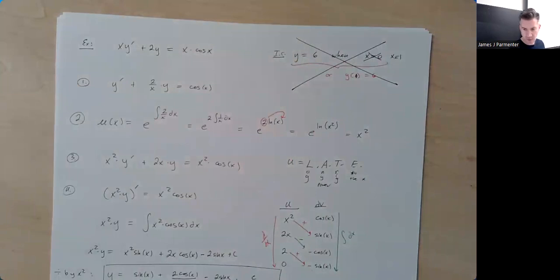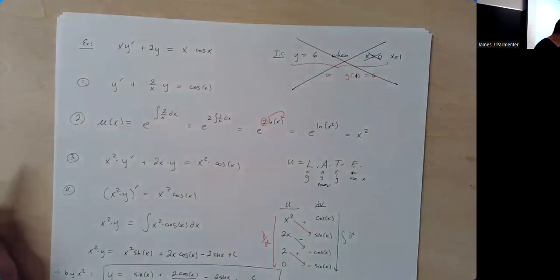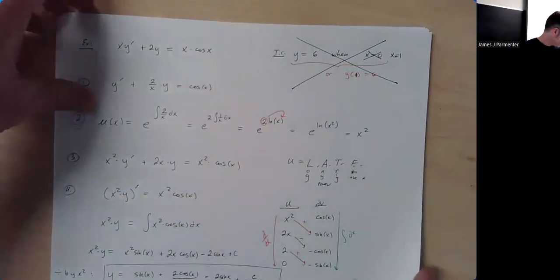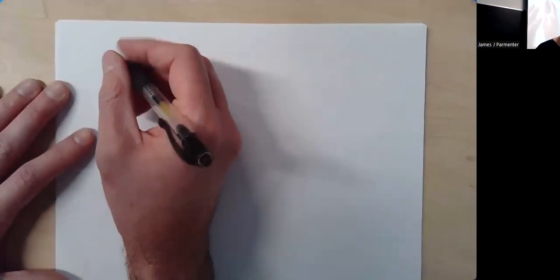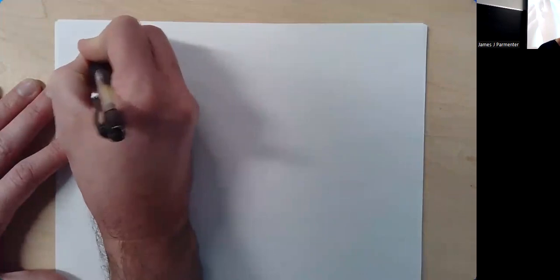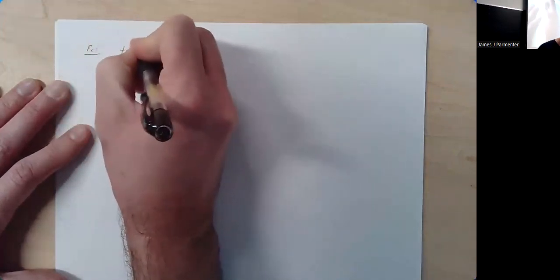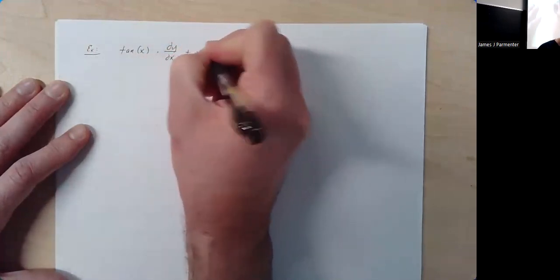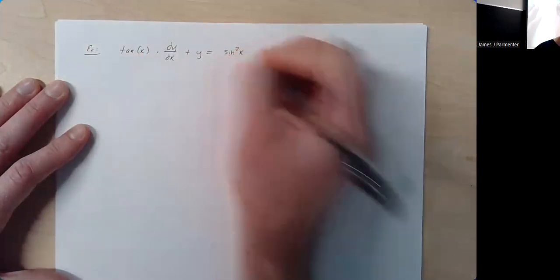All right. Let's look at one more example that actually does turn out to be all right here. How about that one? That one looks good. Except they're all kind of the same variety here. Let's pick something a little bit different. Sure, let's try this one: tangent of x times dy dx plus y equal to sine squared of x.